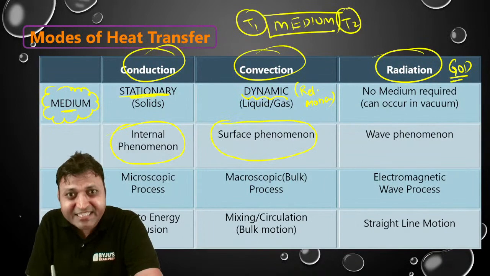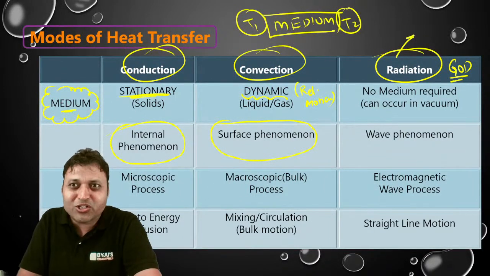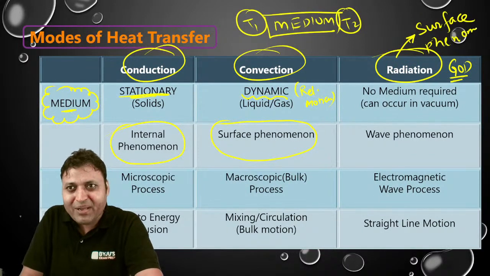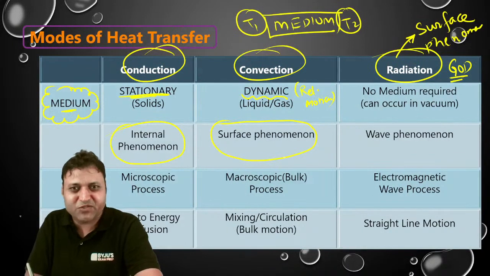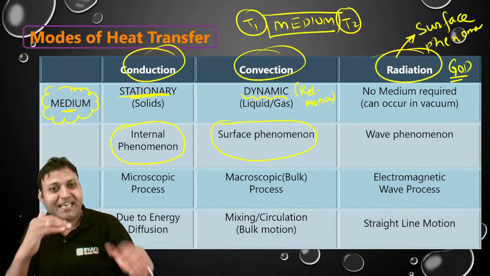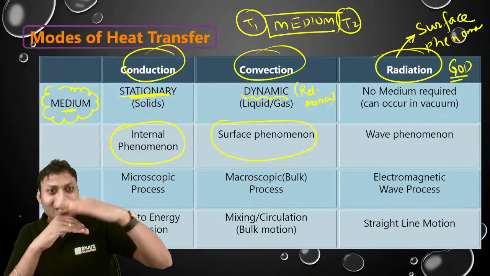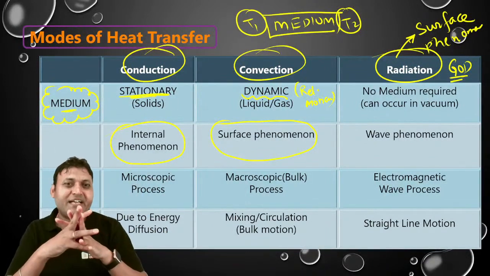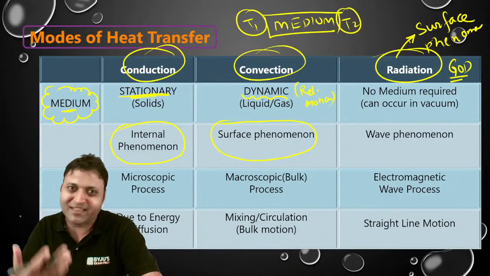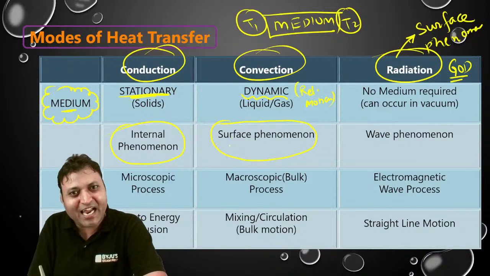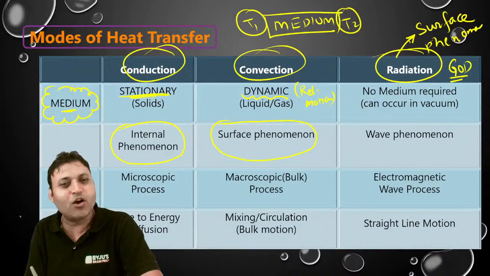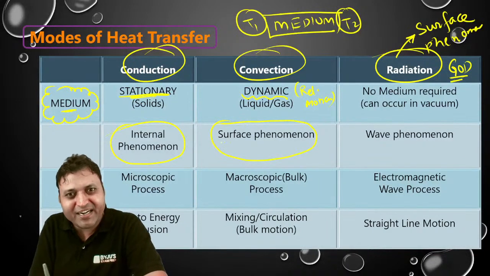Whereas convection is a surface phenomenon. Radiation is also a surface phenomenon. Thermal radiation can also be treated as a surface phenomenon. Why do we call it a surface phenomenon? When a surface is in contact with a fluid at a different temperature, the mode of heat transfer will be convection. Convection takes place in the fluid. When there is a surface where the fluid is kept, the heat transfer will take place from the fluid to the surface or from the surface to the fluid, depending on which temperature is higher. So that is why it is called a surface phenomenon.